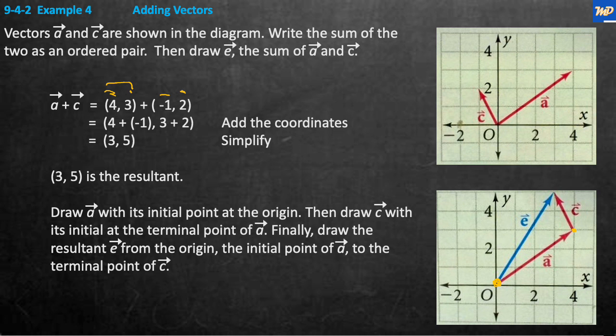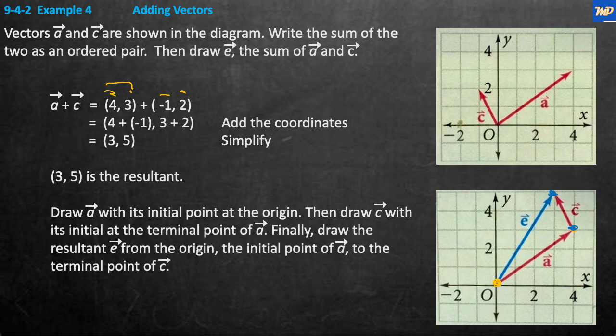So the initial point of C is right here. I'll change colors, I'll use this blue. Now we've drawn the starting point of C, and our ending point of C is up here at 3 and 5.